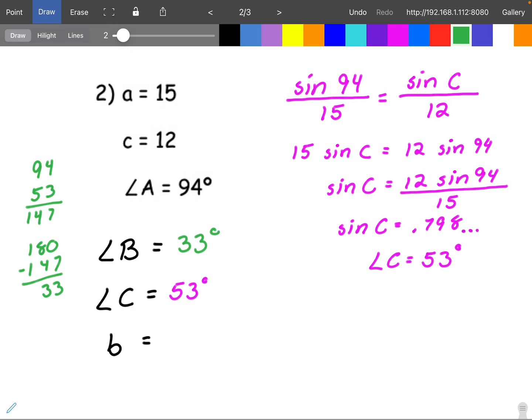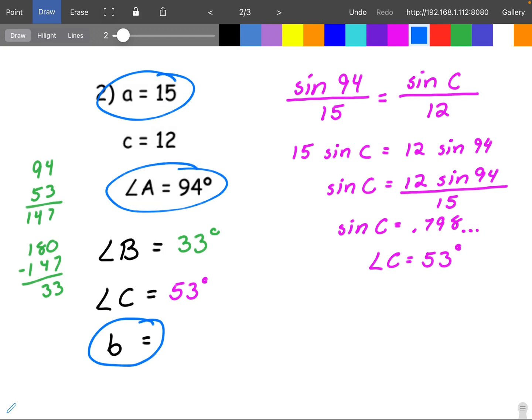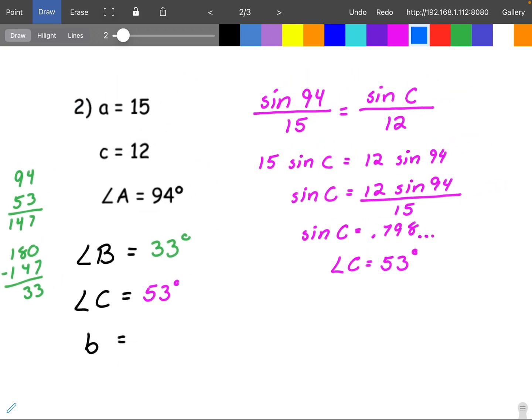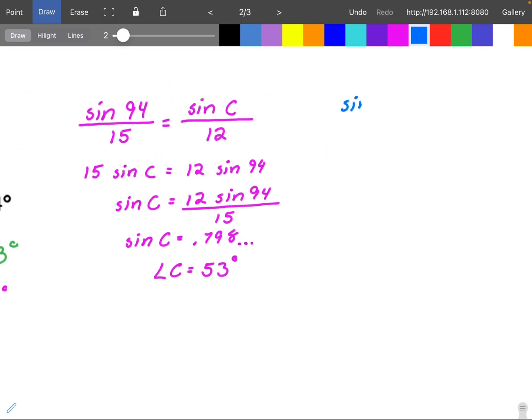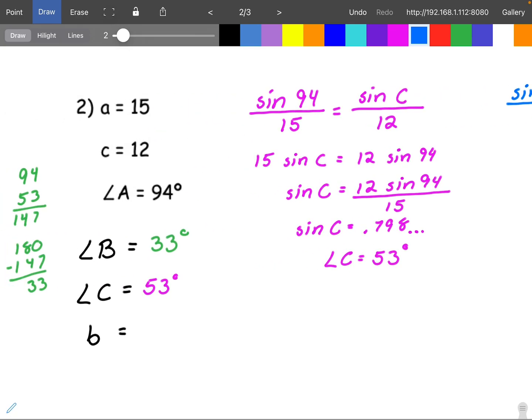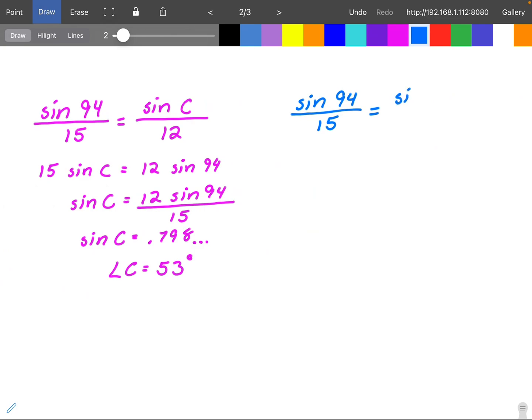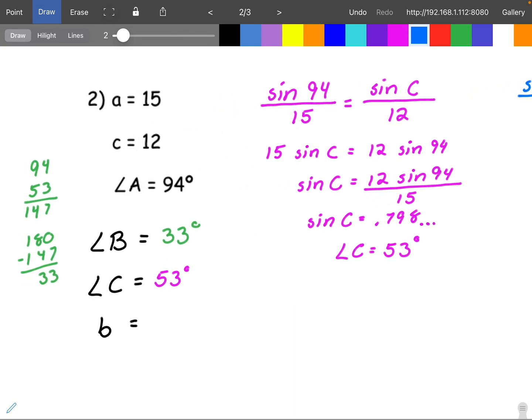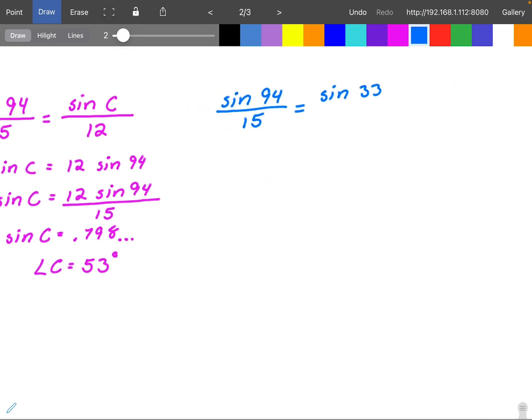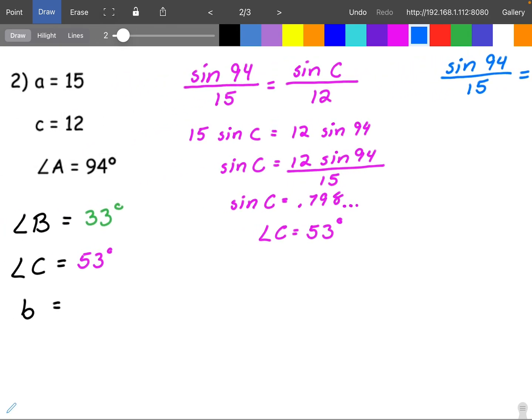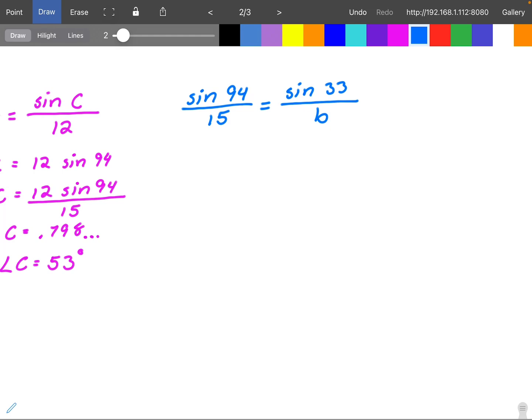Okay, the only thing that's left to find now is side B, or little b. So again, we're going to stick with the A's that we were given, so that's going to be our first fraction. But then our other fraction is going to have to be the B's because we're trying to find little b. So we're going to stick with the sine of angle A, which is 94, over little a, which is 15. But now we need it to equal the B fraction, not the C fraction this time. So we're going to have sine of angle B, which we just found was 33 degrees. And then that's going to go over little b, which we don't know. So we're just going to leave that as B.